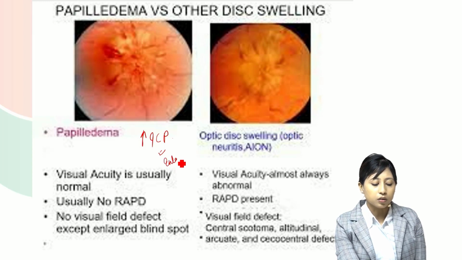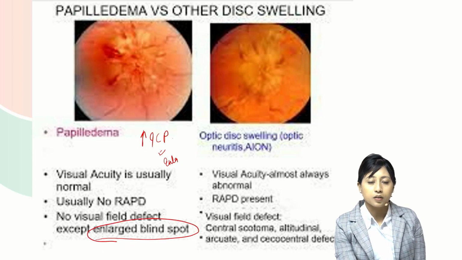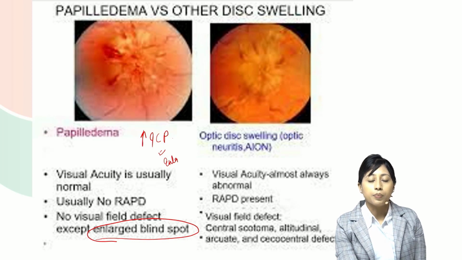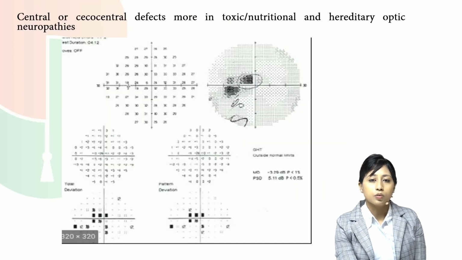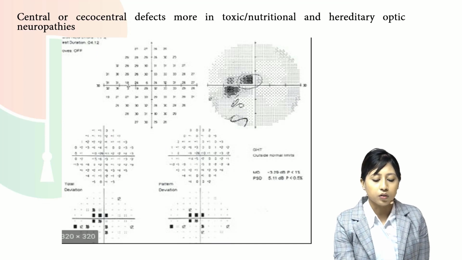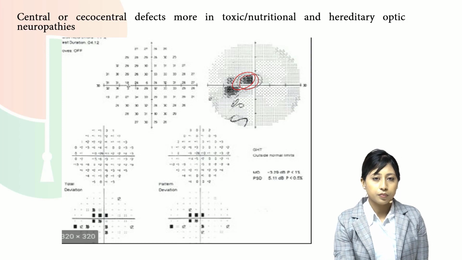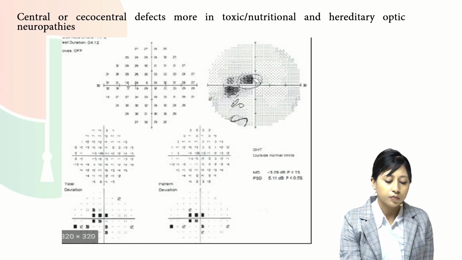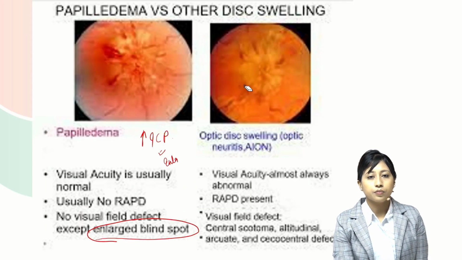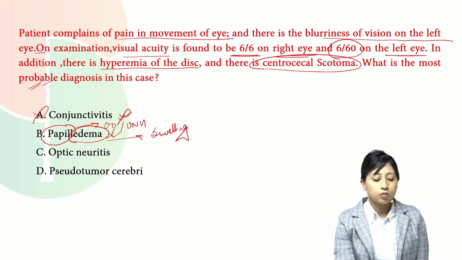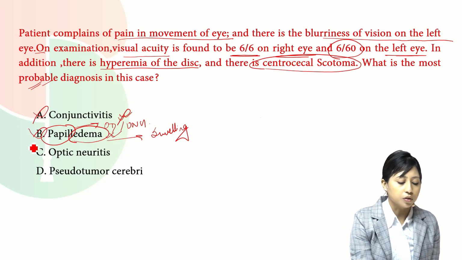There will be an enlarged blind spot. What is an enlarged blind spot? In the visual field, where we see the optic disc, that is known as the blind spot. So this is the blind spot, right? This is the blind spot. So we can exclude this option too.